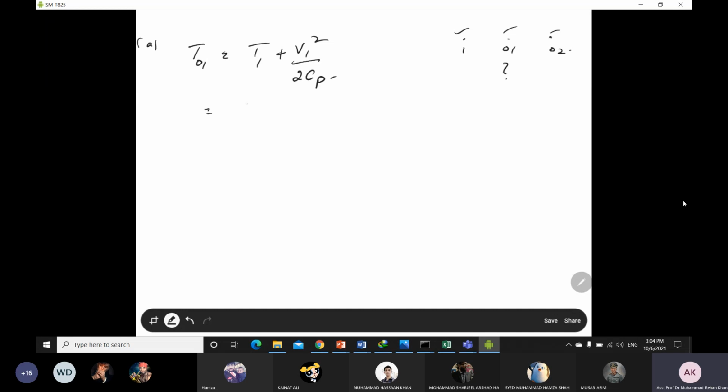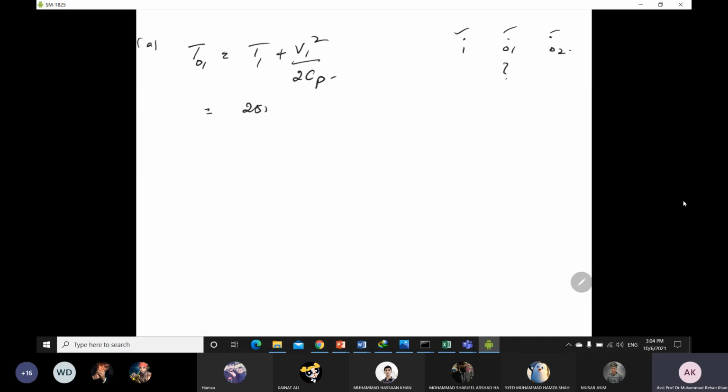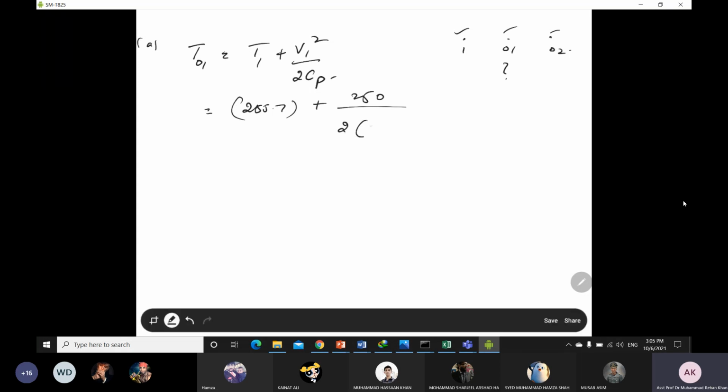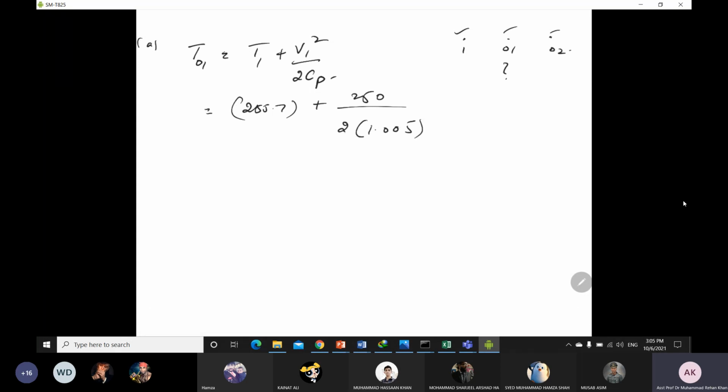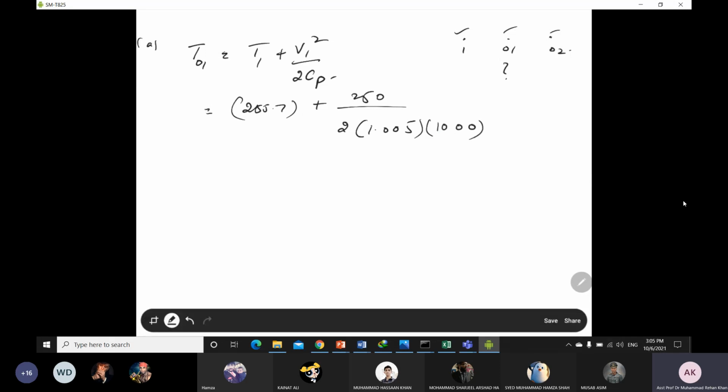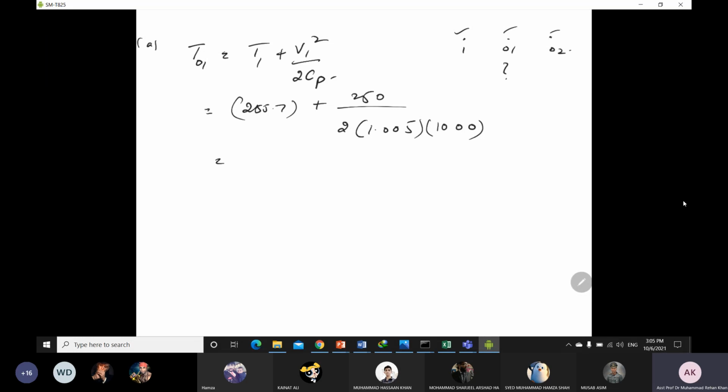So here, if I put the values, the point 1 temperature is 255.7, plus V1 square, which is mentioned as 250 meter per second, squared, divided by 2Cp, where Cp is 1.005 but in kilojoule, so you have to convert into joule. Then you will get consistent units as well. If I solve it, it will be 286.8 Kelvin. So now we have the value of T01.